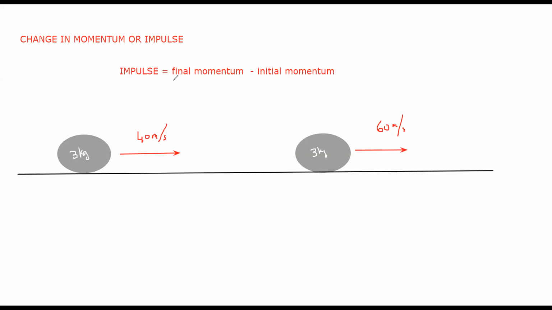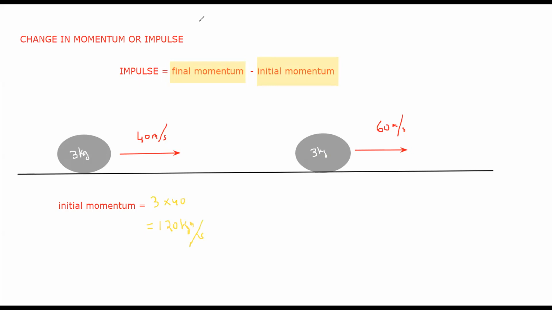So how do we find the impulse? The formula for impulse is the final momentum minus the initial momentum. Initial means starting and final means end. So what is the initial momentum here? The starting momentum is the product of mass and velocity. Mass is 3 kilogram multiplied by velocity, which is 40. So 3 multiplied by 40, what do we get? We get 120 kilogram meter per second.